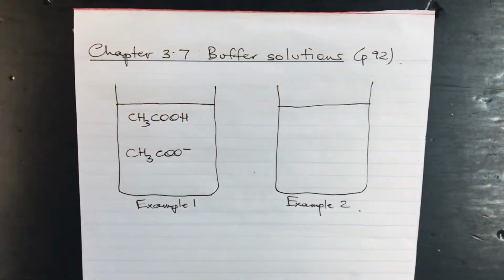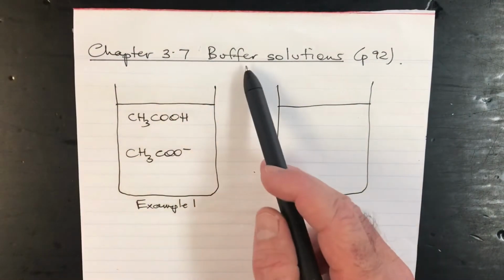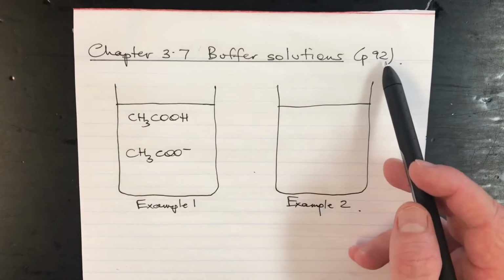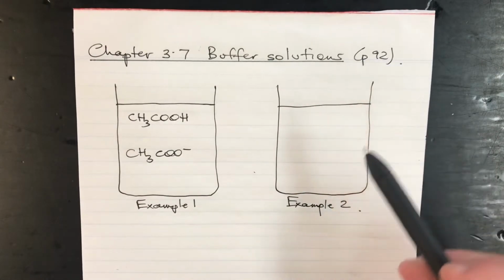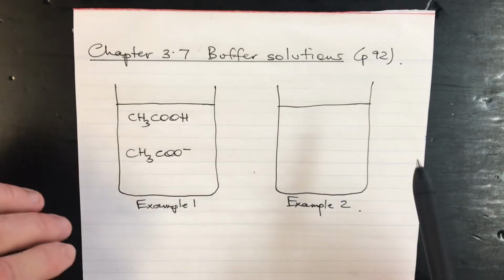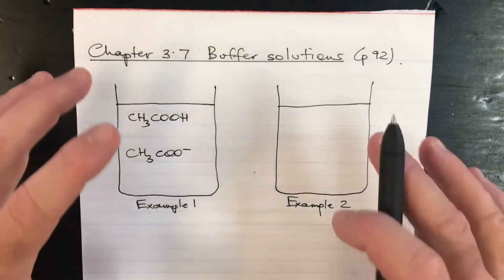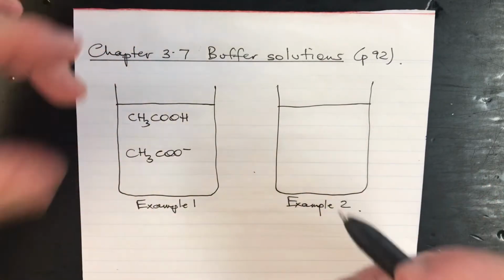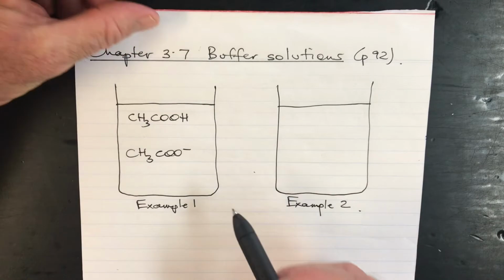G'day guys, in this video today we're going to be looking at chapter 3.7, buffer solutions, on page 92 of your Oxford textbook. But just before we begin, I just want to put this whole thing in context to make it a whole lot easier for you.